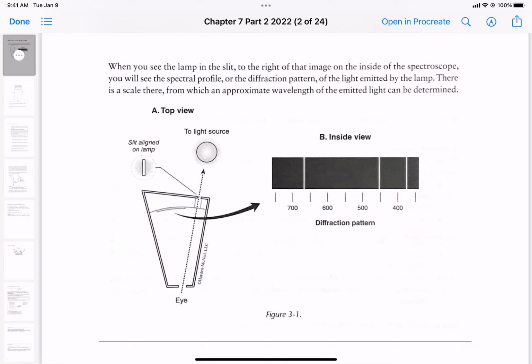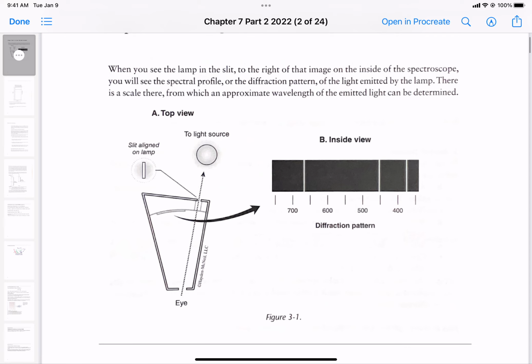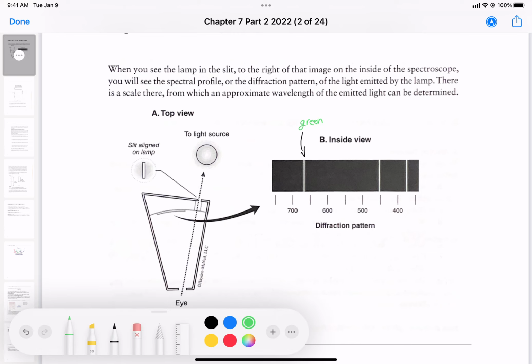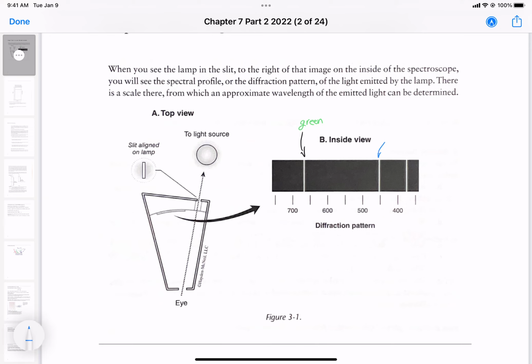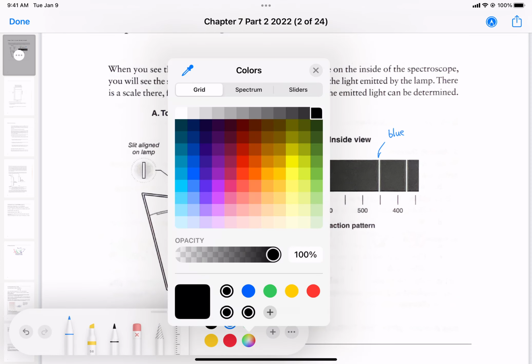On the spectroscope there's a diffraction pattern where the light will show up, and these bands of light will show up here, and we can decipher the colors of light within our source. In this case, this would be green. So let's just mark it with a green color just to be fun here. Green. Okay. This one would be blue. And this one would be violet. So I do have a violet color, I think. Yeah, here we go.